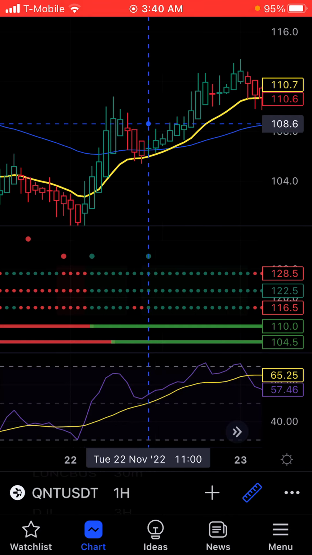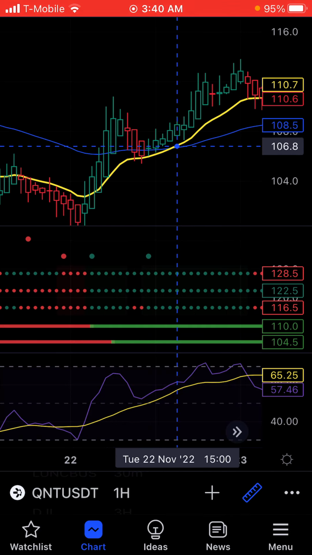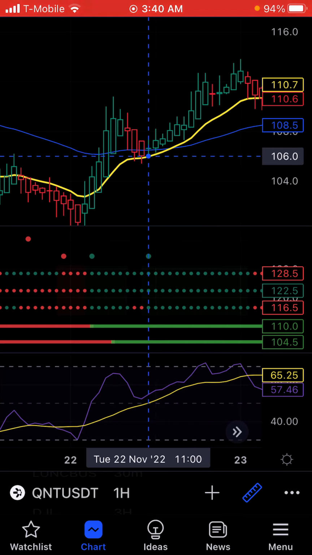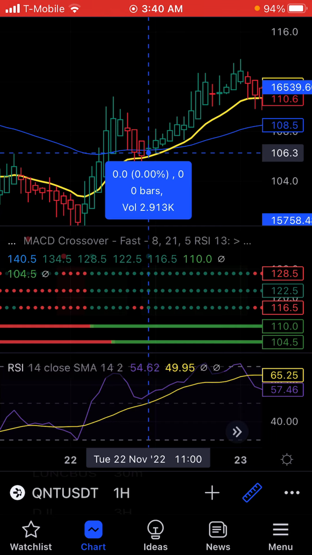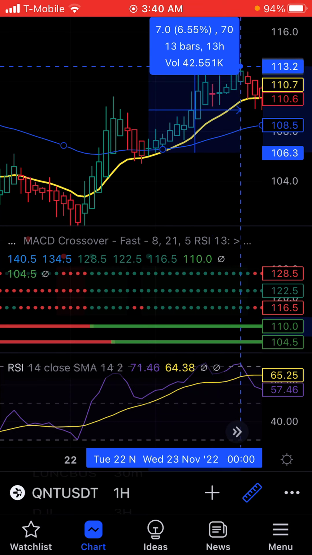So what do you want to look for? You see the 1348 crosses here. And you want to look for the moment when you have that green dot. It's right there. So it's signaling right when it crosses. But right here, you collect your gains. And that is a 6% right there.